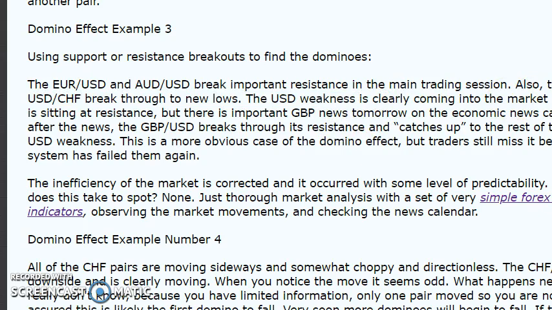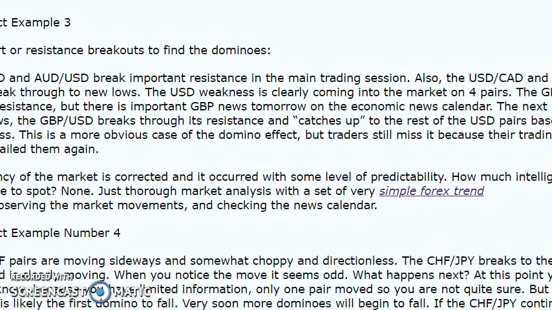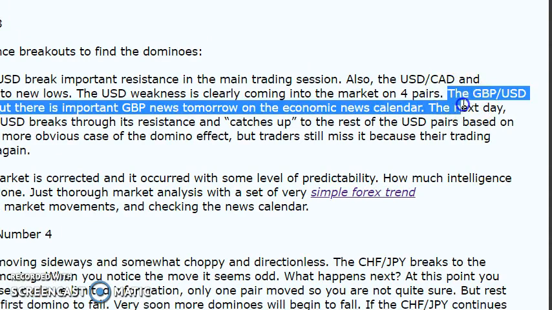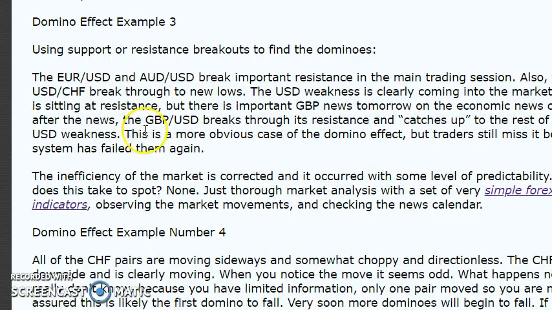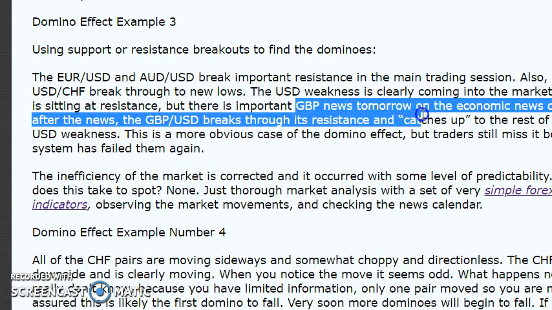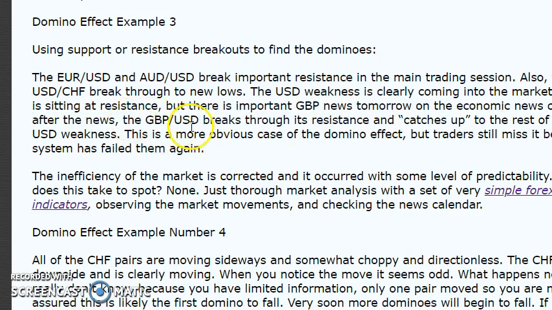Well, if the Pound USD is sitting at resistance, and the very next day there's some British pound news driver or something like that, the next day the Pound USD is going to break in the same direction, up, as the Euro USD and Aussie USD, because it has to also catch up with the rest of the movements on the US dollar pairs. Once again, this is the domino effect day over day, but you're using resistance breakouts to figure out what pairs are going to start moving and what pairs are going to move next.